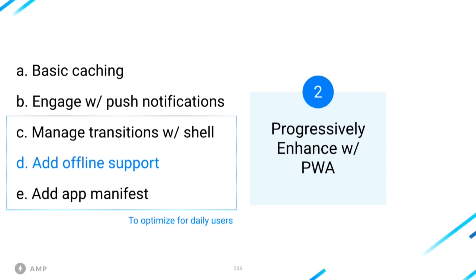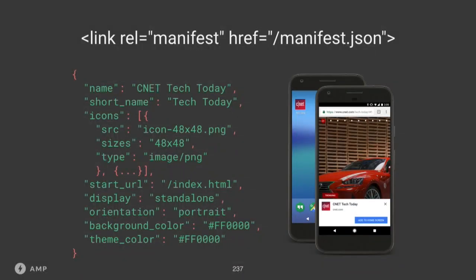The next step that we'd recommend is adding offline support, either full or selective offline functionality and access to content. And then, and only then, after doing these things, adding the app manifest to trigger the add to home screen prompt. So here's the manifest. Just a brief aside to talk about this. The manifest, among other things, describes how your page should look when installed from a device's home screen.